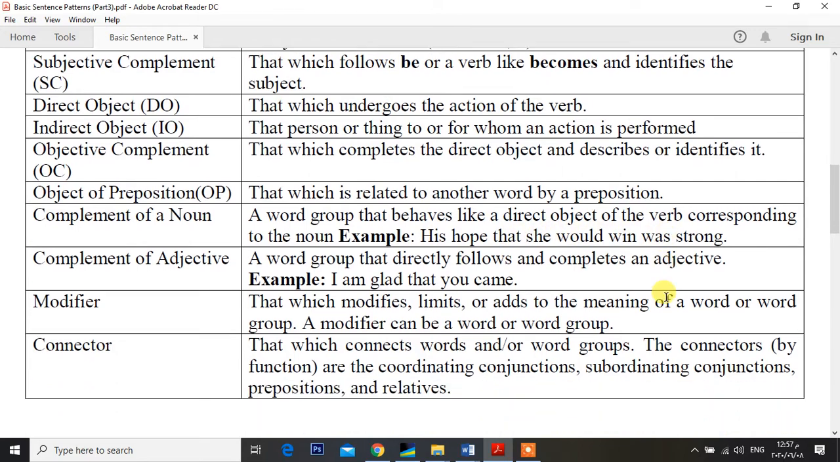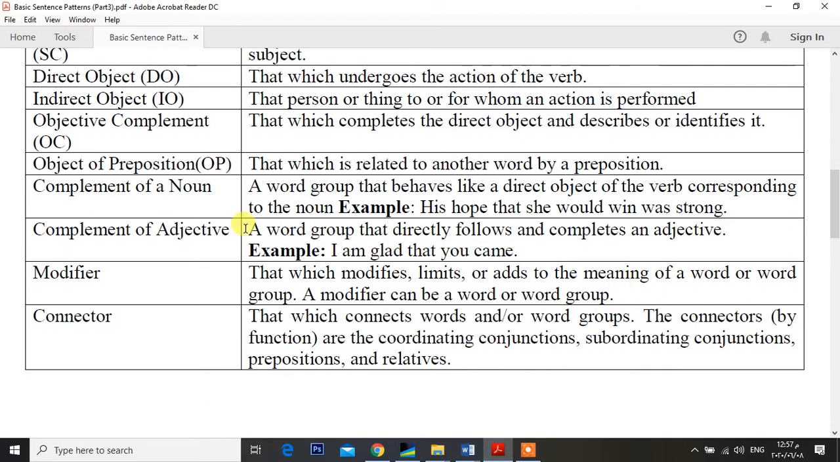The next, complement of adjective. A word group that directly follows and completes an adjective. For example, I'm glad that you came. That you came here is a complement of the adjective glad. That you came, a complement of glad.